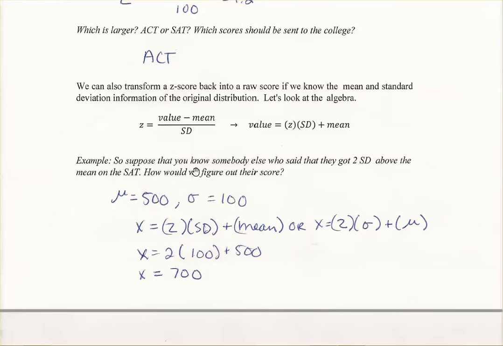Suppose you know somebody else who said they got 2 standard deviations above the mean on the SAT. How would we figure out the score? Well, we're just assuming the mean and the standard deviation here. So you would plug those values in, and your Z-score, up here, is the 2. So you've got X is equal to 2 times 100, which is your mean, plus 500. I mean, not your mean, your standard deviation, I'm sorry. 2 times your standard deviation plus your mean of 500, and that's the 700. So if someone said that they got 2 standard deviations above the mean, you would know that their score was the 700.